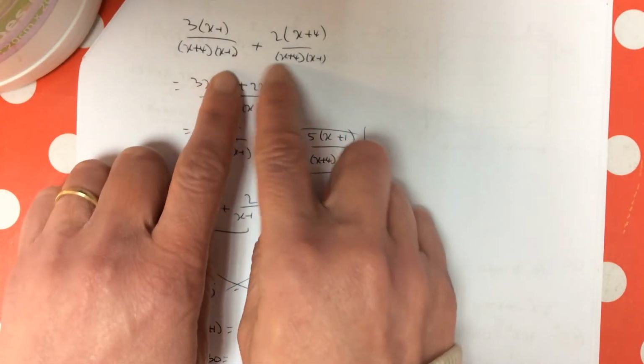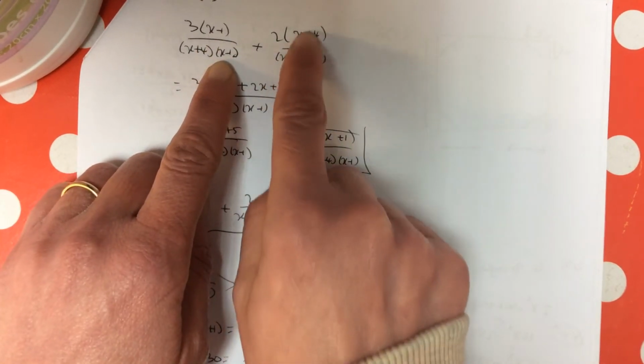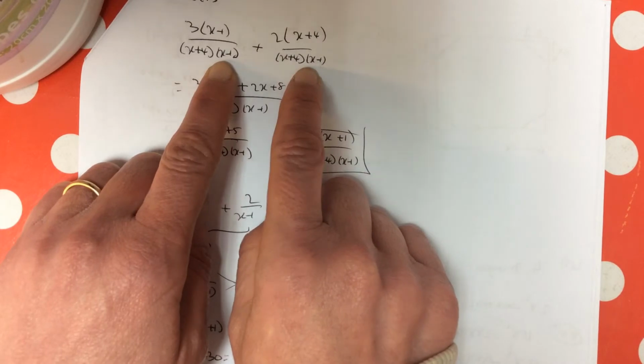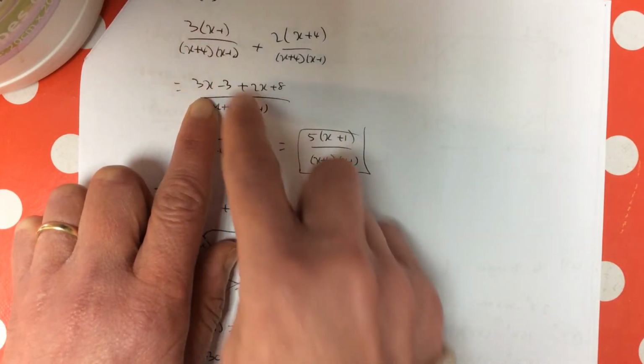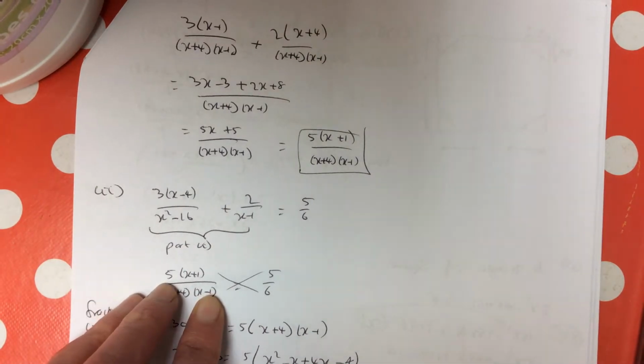Now I'm going to make the same bottoms because I'm adding them. So making the bottoms the same. This one needed an extra x minus 1. This one needed an extra x plus 4. Once the bottoms are the same, work out the tops. So 3x minus 3 plus 2x add 8. And tidy up the tops.